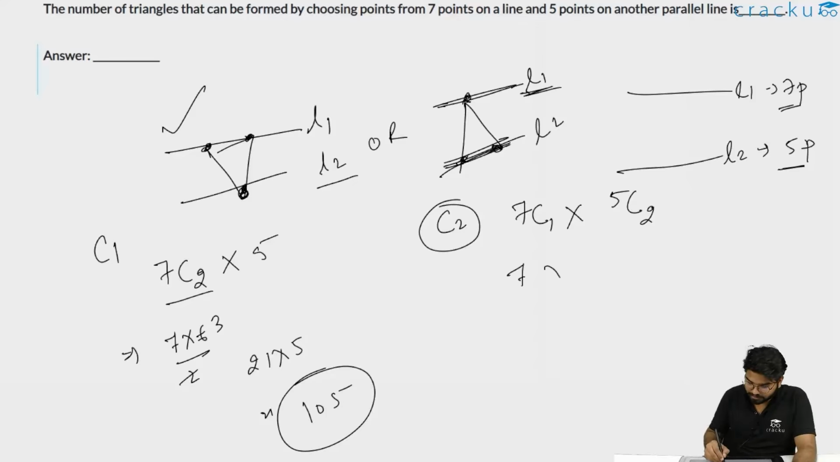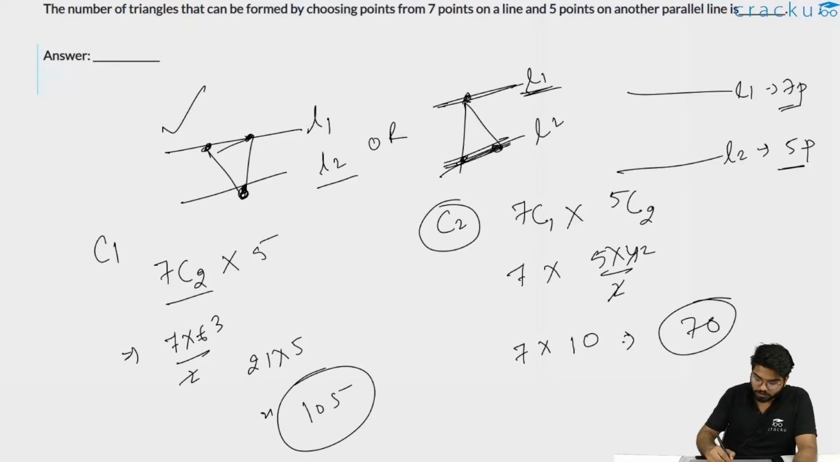That is 7 into 7C1, which is 7 only. 5C2 is 5 into 4 divided by 2. That is 7 into 10, which is equal to 70. So in this way I can make triangles in 70 ways.